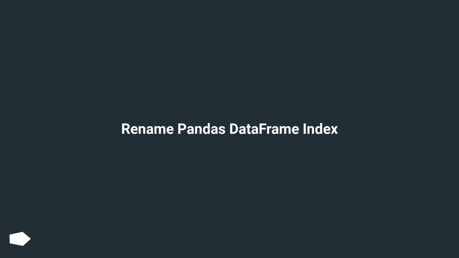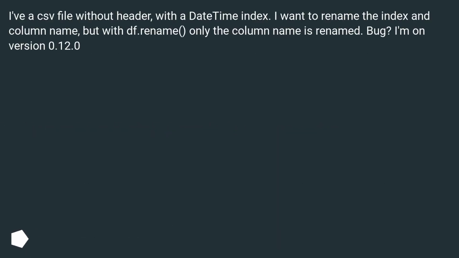Rename Pandas DataFrame index. I have a CSV file without header, with a datetime index. I want to rename the index and column name, but with df.rename only the column name is renamed. Bug? I'm on version 0.12.0.